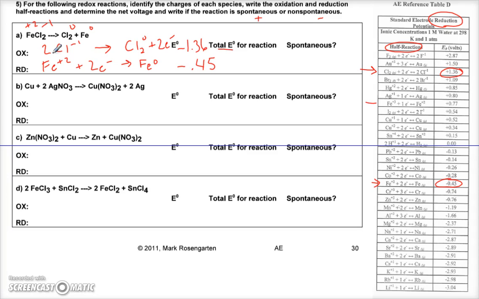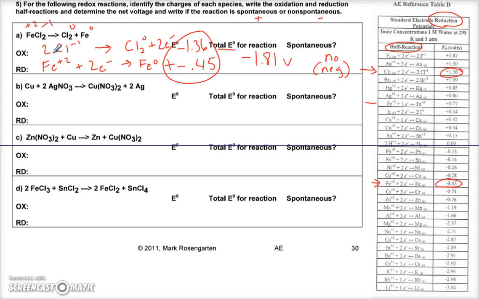So the total voltage for this reaction is we are going to add these two numbers together. And of course, when you add these two negative numbers together, you get negative 1.81 volts. It is not spontaneous because it is negative. Okay? So that's all we're asking. What this means, if it's not spontaneous, is that this reaction will not happen in this direction.